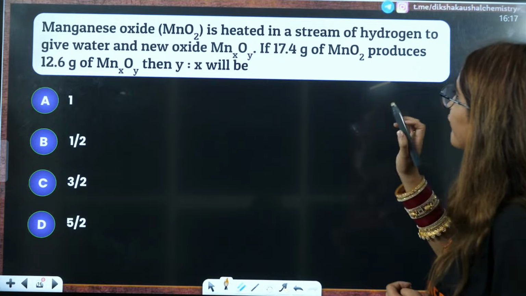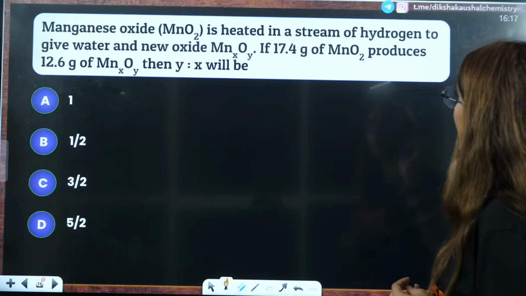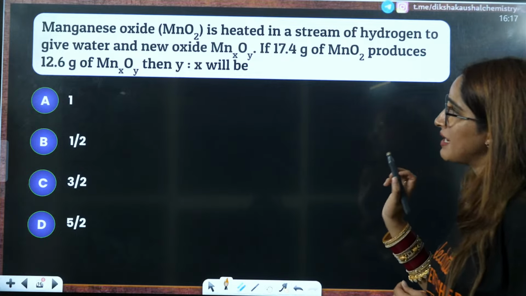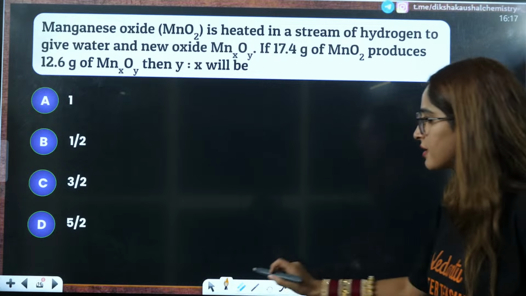Next is, manganese oxide is heated in a stream of hydrogen to give water and a new oxide. If 17.4 gram of MnO2 produces this much of MnxOy, then what is the ratio?